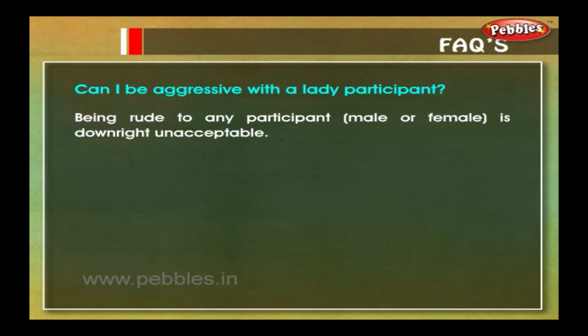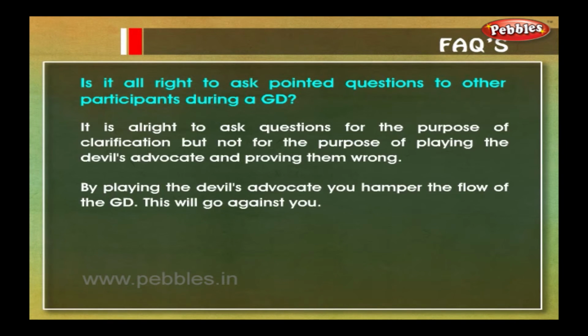Can I be aggressive with a lady participant? Being rude to any participant, male or female, is downright unacceptable. Is it all right to ask pointed questions to other participants during a GD? It is all right to ask questions for the purpose of clarification, but not for the purpose of playing the devil's advocate and proving them wrong. By playing the devil's advocate, you hamper the flow of the GD. This will go against you.